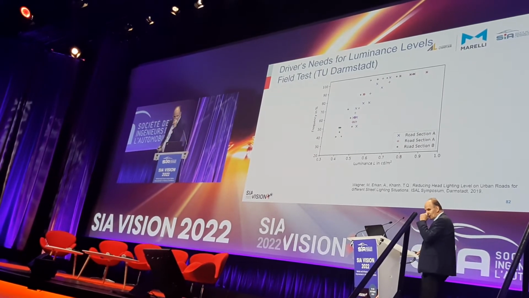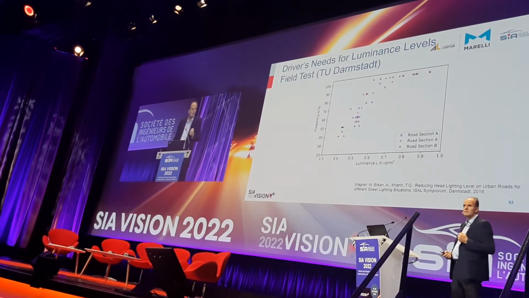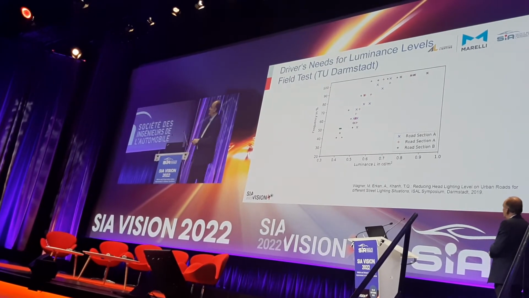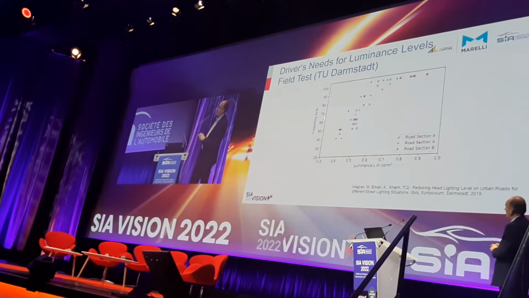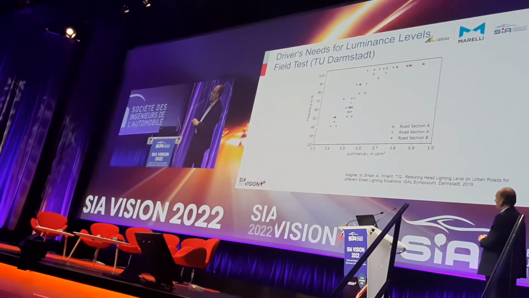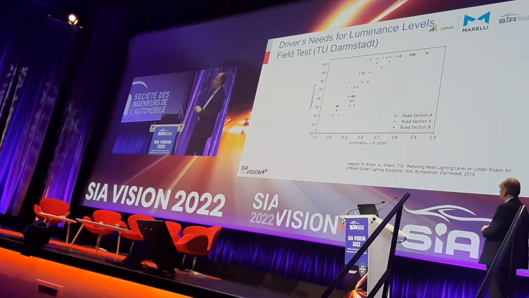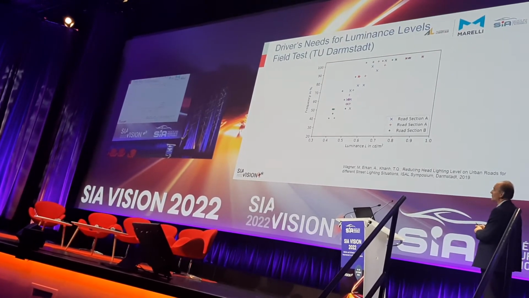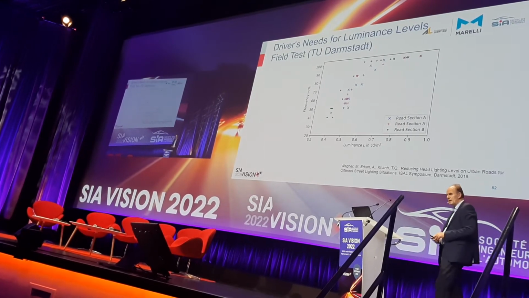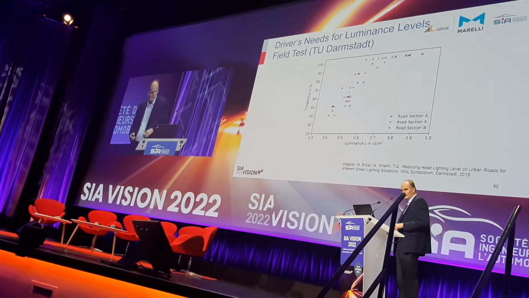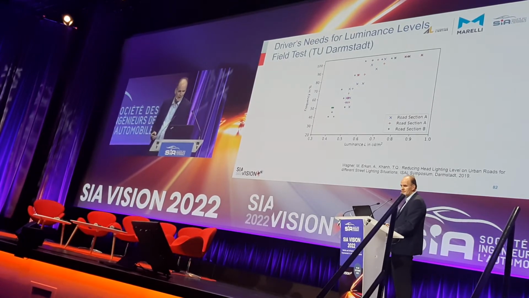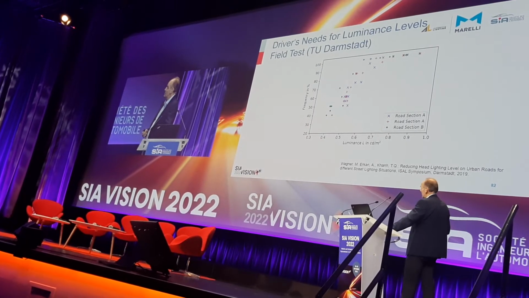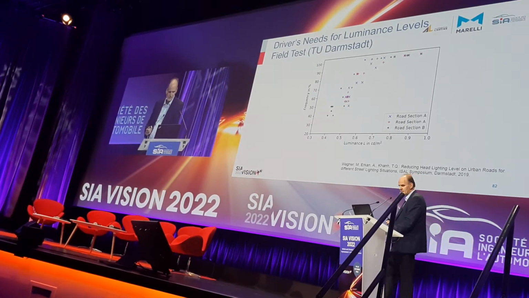One investigation from a Technical University asks what the driver's need is, what the driver wants to have in front of his car. They made an investigation of the driver's needs and asked them which luminance level is okay. A luminance level between 0.8 and 1 candela per square meter is okay for 100% of the drivers. So this is a target which we should achieve, and which a headlamp alone is achieving, as I showed in the last slide. So 1 candela is the target.